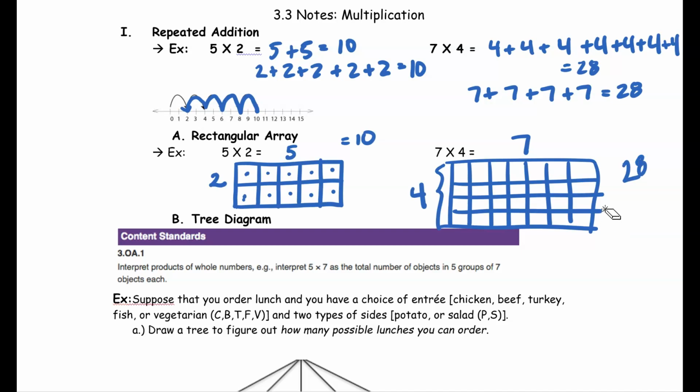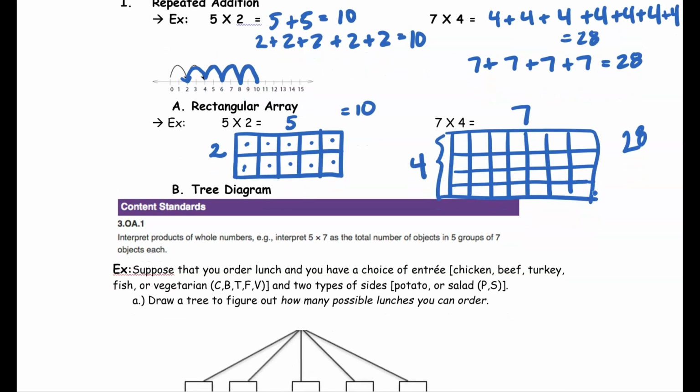Another thing you could do with kids, which would be even better, sorry, my eraser is going crazy today, is have them use blocks. So you can use base 10 blocks, use the unit blocks, and give them 10, or have them make a rectangle that's 5 by 2 or 7 by 4, and then they can count the unit blocks on the inside. And for a lot of kids, that'd be easier than even drawing.